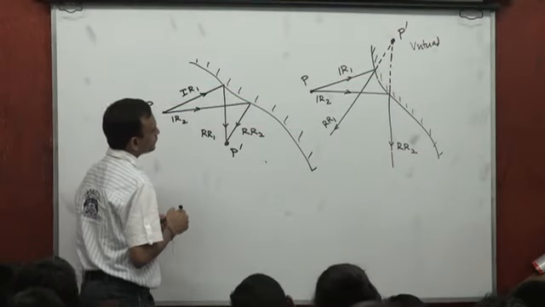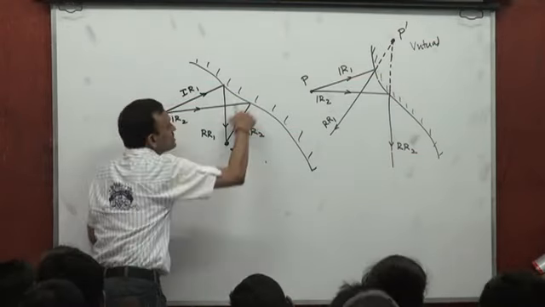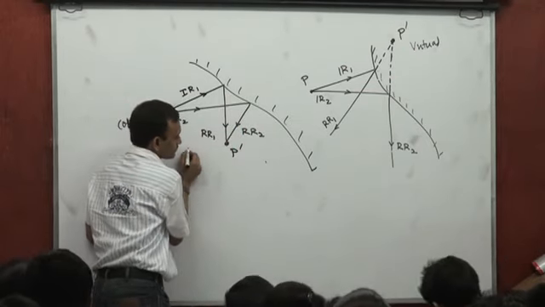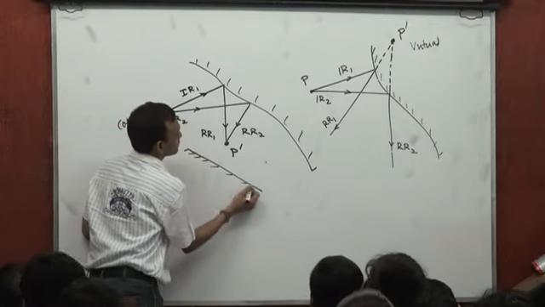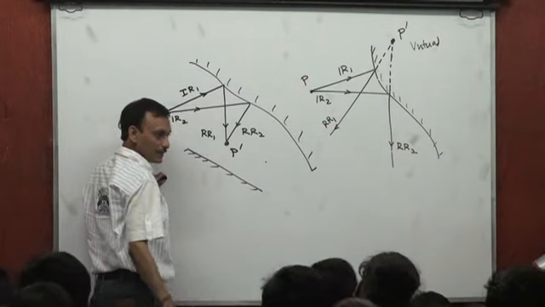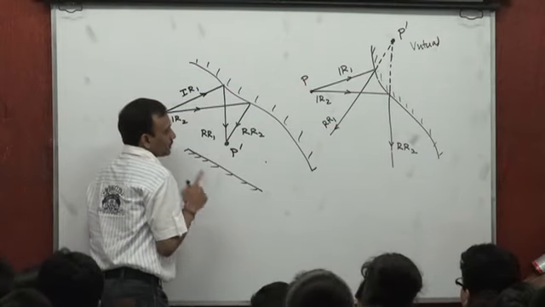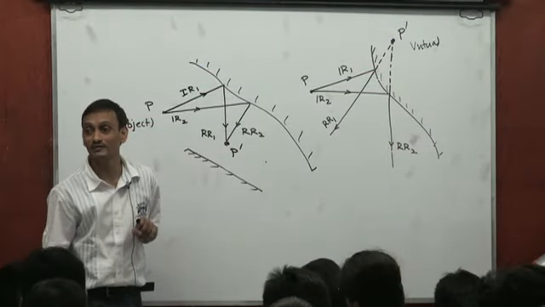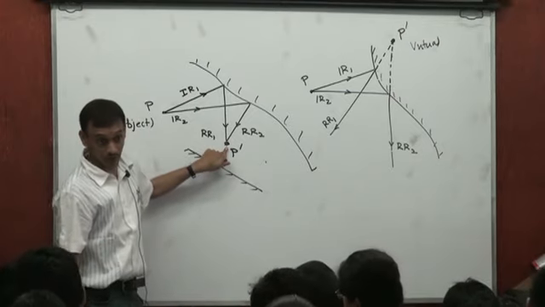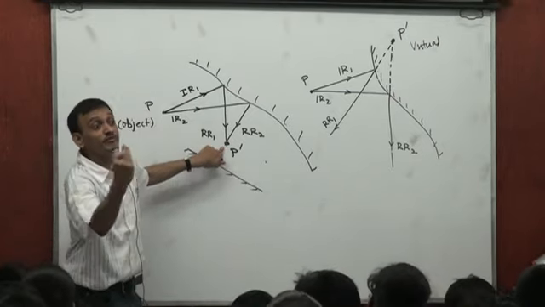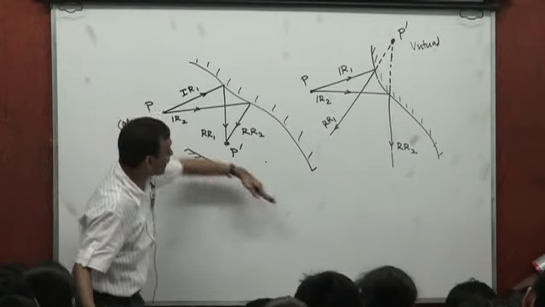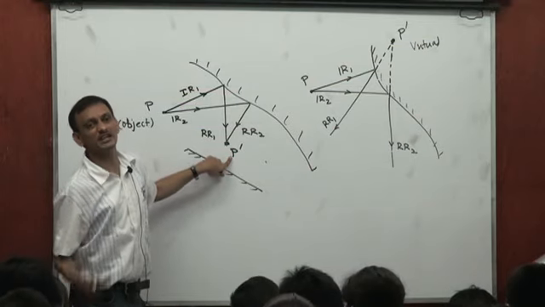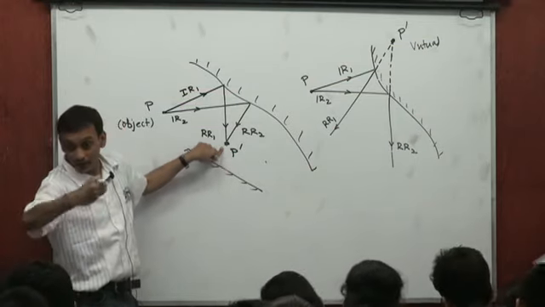Now, suppose these reflected rays are intercepted by a plane mirror, right? Now, for this plane mirror, P prime is the object. P prime becomes an object for the plane mirror. It's actually a source of energy. For the plane mirror, we have an illuminated point P prime.